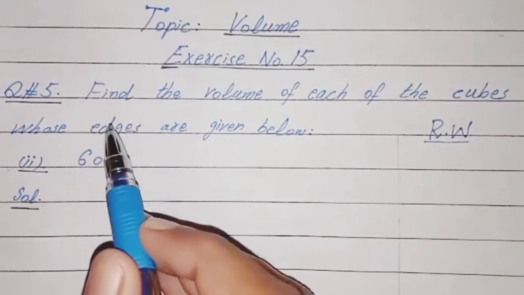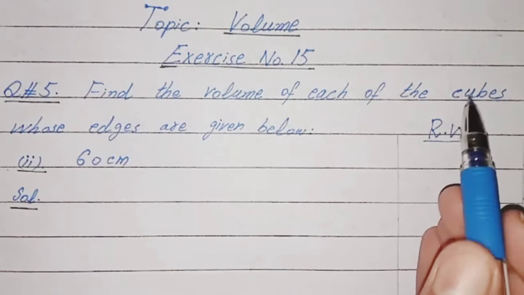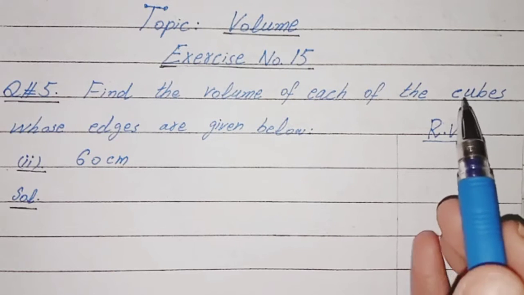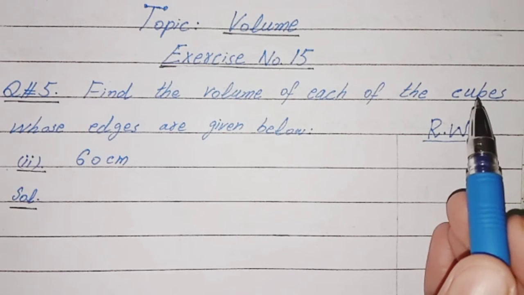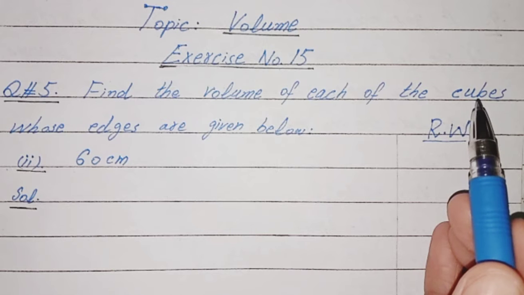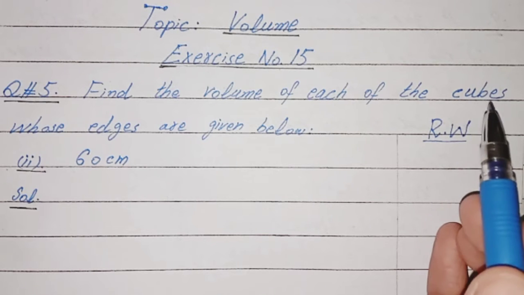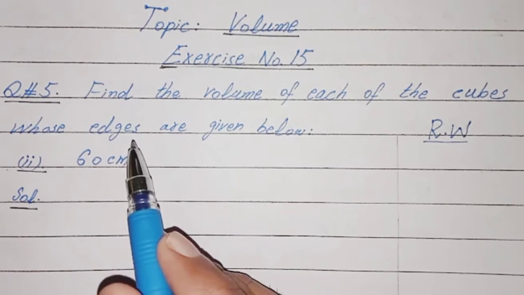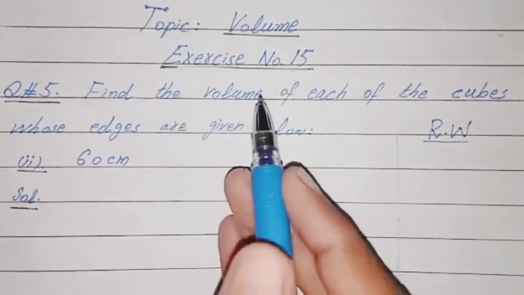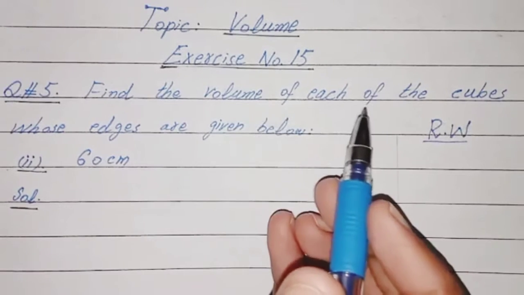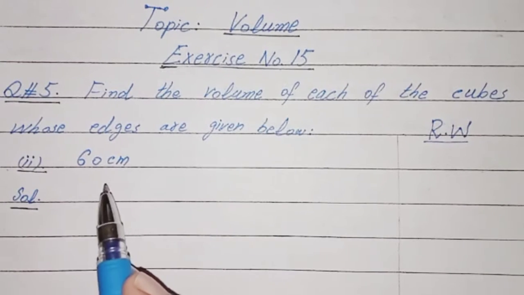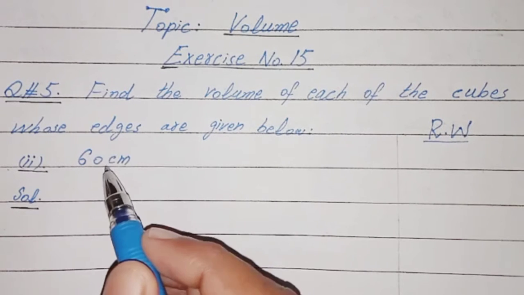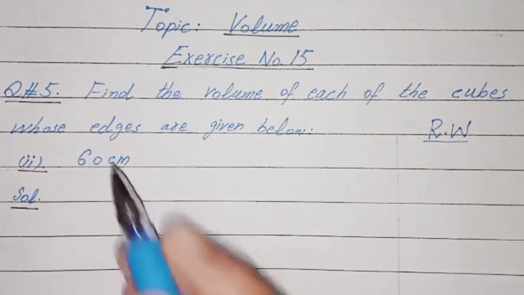Edges mean side length. And we know a cube is a three-dimensional shape which has all three dimensions the same, that is to say, its length, breadth and height are equal, and edge means side length. So we want to find the volume of the cube. In the second part, the side length or edge length is 60 centimeter.